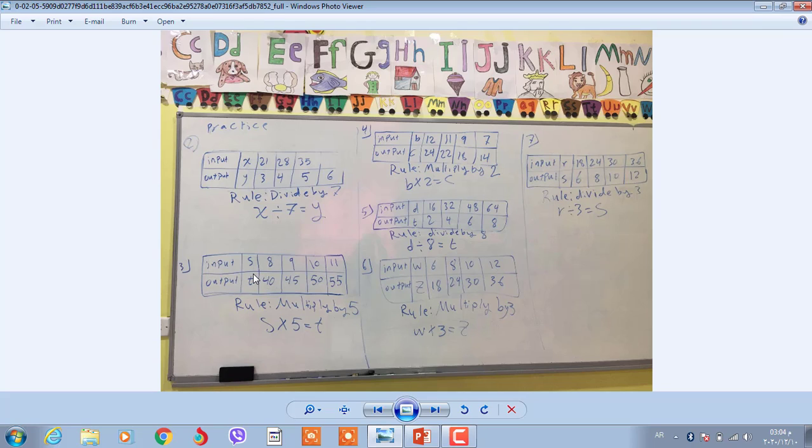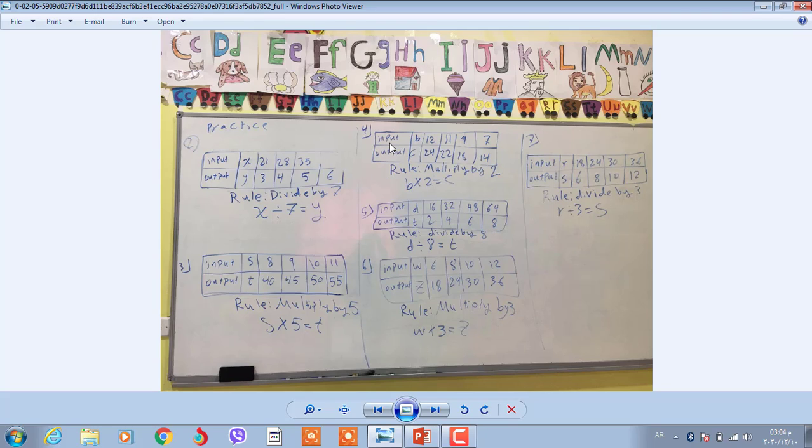In practice 3 we have input s and output t, and because the input is less than the output, we use multiply. Multiply by what? Multiply by 5, because 8 multiplied by 5 equals 40, 9 multiplied by 5 equals 45, 10 multiplied by 5 equals 50, 11 multiplied by 5 equals 55. So the rule is multiply by 5, and s multiplied by 5 equals t.